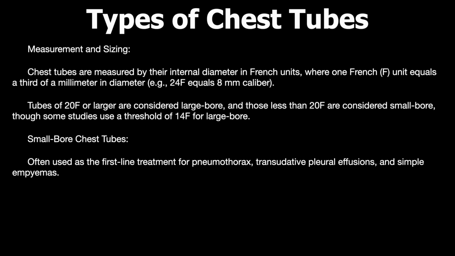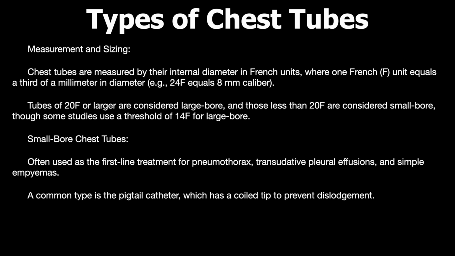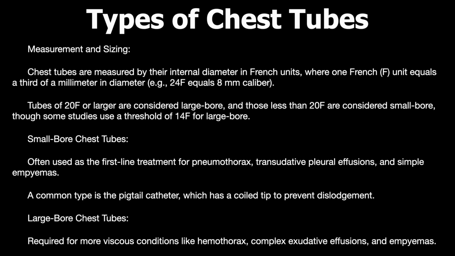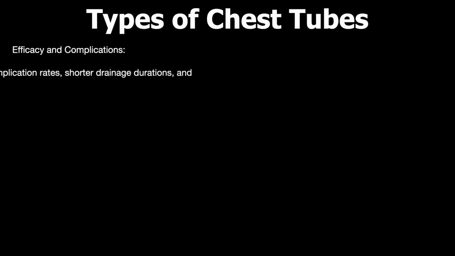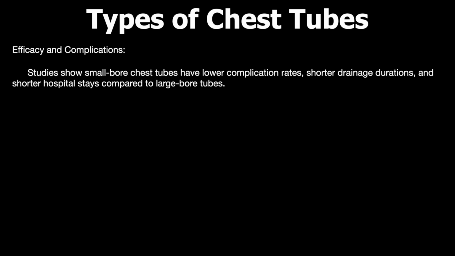Small bore chest tubes are often used as first-line treatment for pneumothorax, transudative pleural effusions, and simple empyemas. A common type is the pigtail catheter, which has a coiled tip to prevent dislodgement. Large bore chest tubes are now required for more viscous conditions like hemothorax, complex exudative effusions, and empyema. Now, efficacy and complications. Studies show small bore tubes have lower complication rates, shorter drainage durations, and shorter hospital stay compared to large bore tubes.